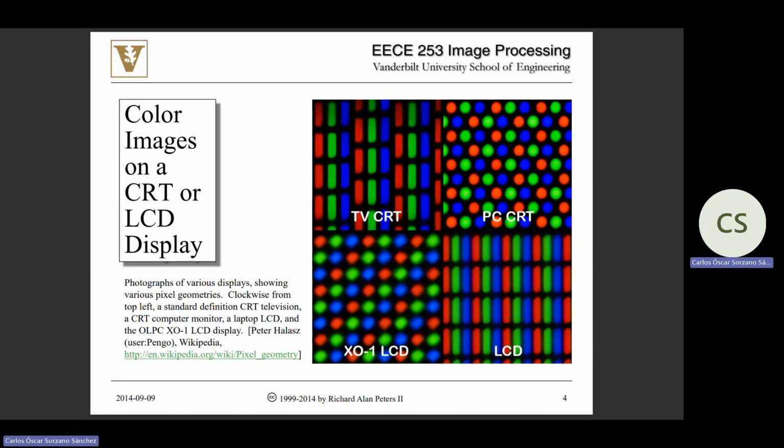You can imagine also that depending on how you structure your device, you can consume more or less energy. For instance, if you compare this distribution to this one, there is much more black area in this XO1 LCD than in the standard LCD. So in principle, because the illuminated area is smaller, the energy consumption will also be smaller.